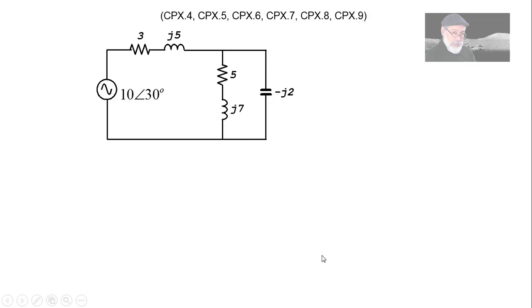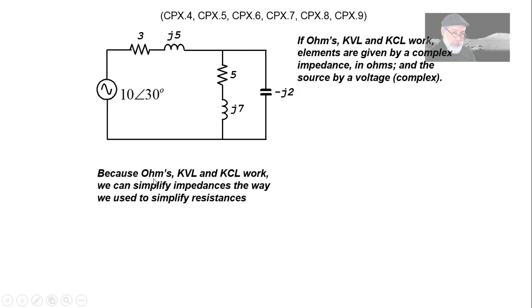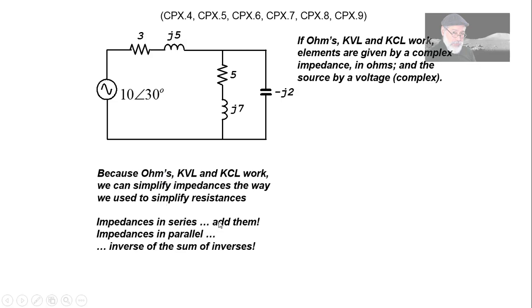Now it's time for you to show me what you have learned. Let's assume as before that Ohm's law, KVL, and KCL apply. Let's assume that elements are given by complex impedances in ohms, and that the source is a voltage given by a complex number, 10 volts with 30 degrees, right? Because Ohm's law, KVL, KCL work, we can simplify impedances the way we used to simplify resistors. In series, we add them. In parallel, we invert the sum of the inverses.